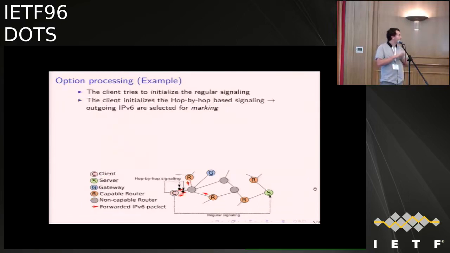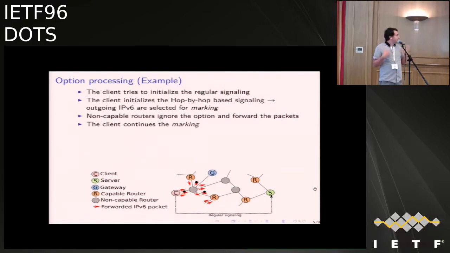Okay, then there's an attack. The client will first initiate the regular communication with the server, for example, to request a mitigation. But at the same time, it will select some well-chosen packets that it is emitting, IPv6 packets of course, to embed the information as well. Next, please. These packets are then routed and go through the network. When they arrive at non-capable routers, they are not handled, because the option will not be handled by these routers.